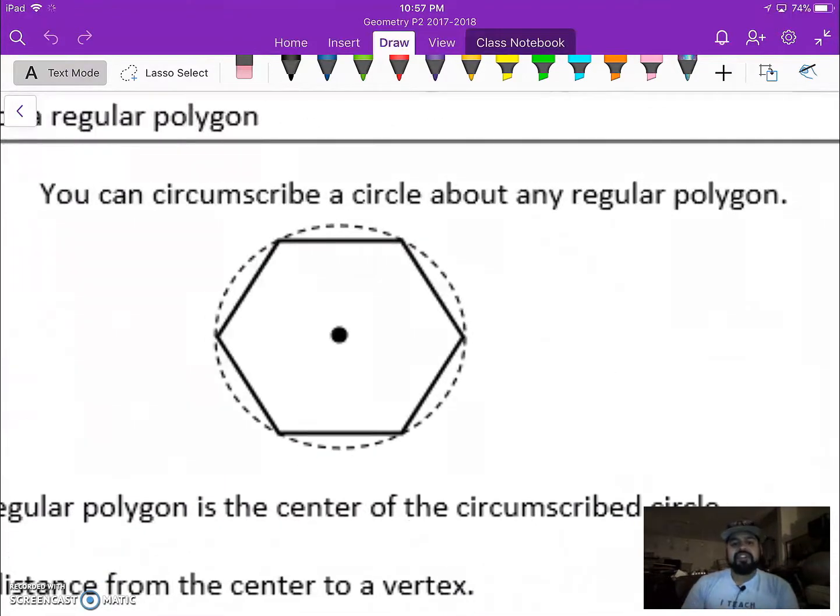So first things first, take a look here. Notice that with my shape, whatever polygon you have, you can always circumscribe a circle around it. Circumscribing just means I can draw a circle such that it touches the corners of your shape exactly once. That's what it means to circumscribe.